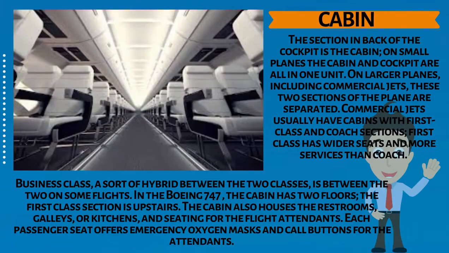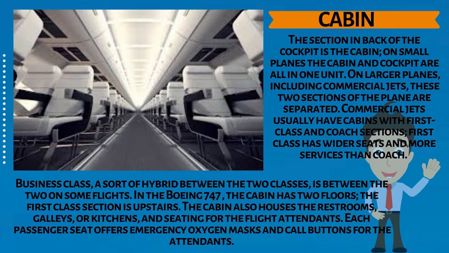Cabin. The section in back of the cockpit is the cabin. On small planes, the cabin and the cockpit are all in one unit. On large planes, including commercial jets, these two sections of the plane are separated. Commercial jets usually have cabins with first class and coach sections. First class has wider seats and more service than coach. Business class, a sort of hybrid between the two classes, is between the two on some flights.